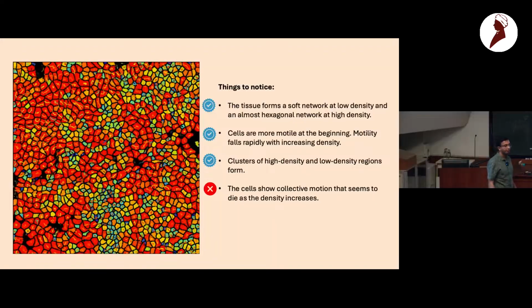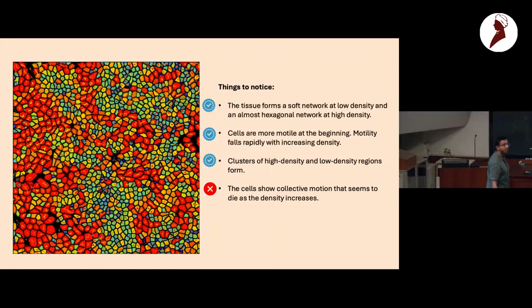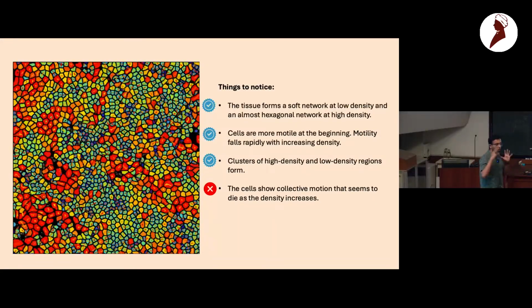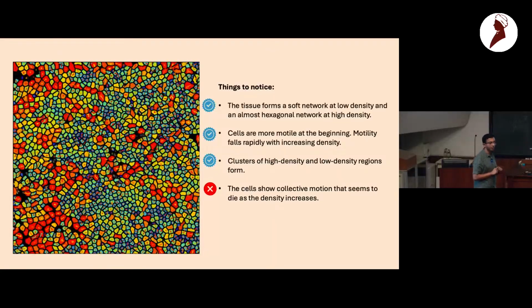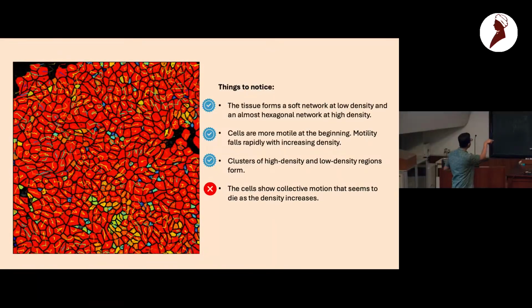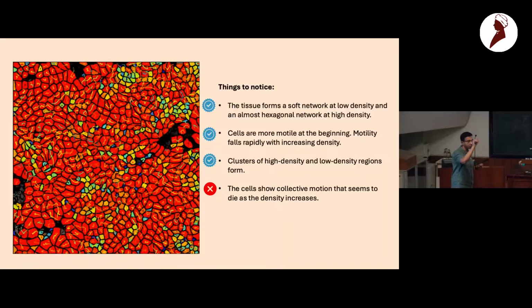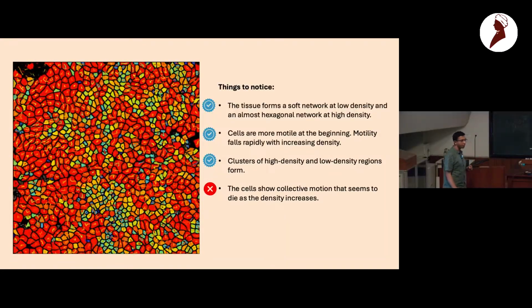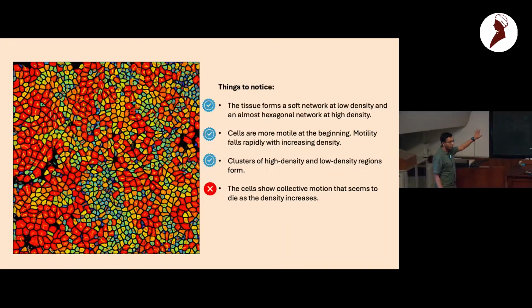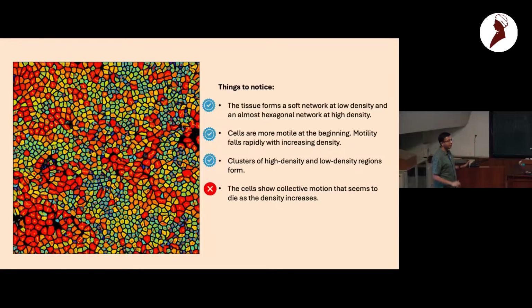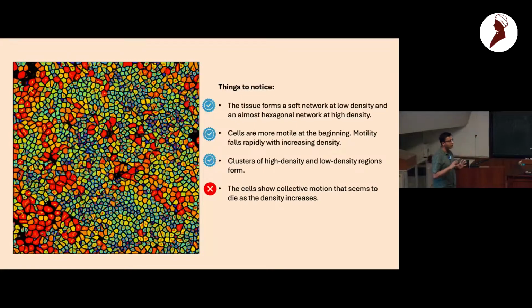Yes? What is the color code? Yeah, so the color code is the size of the cell. Red means large, blue means small, okay? And also there are some arrows, or lines, which tell you how fast they are moving, okay?